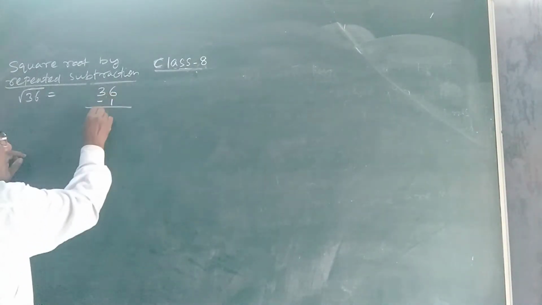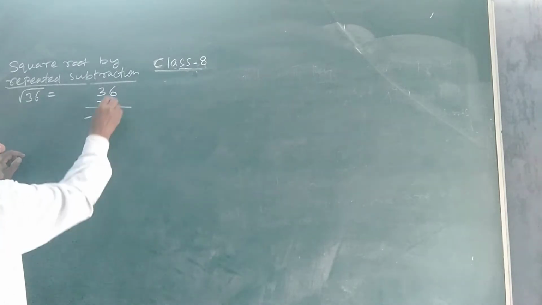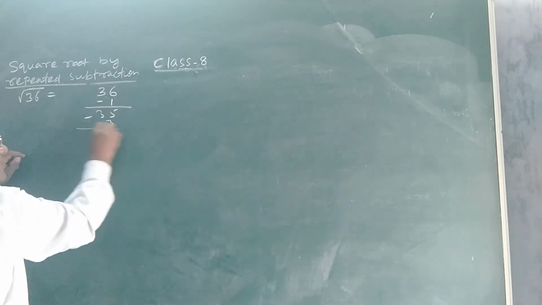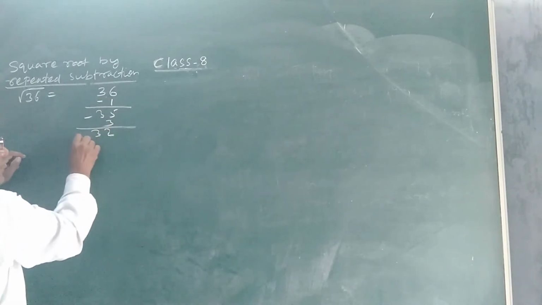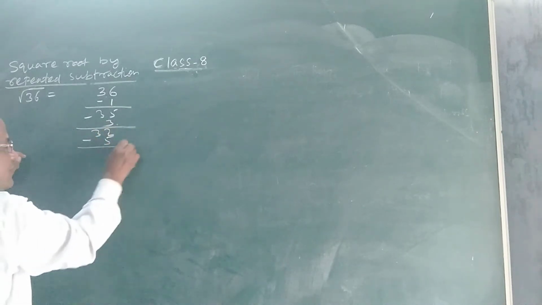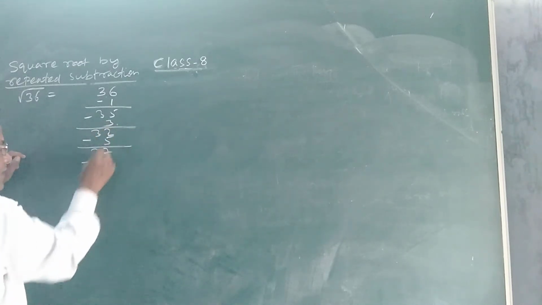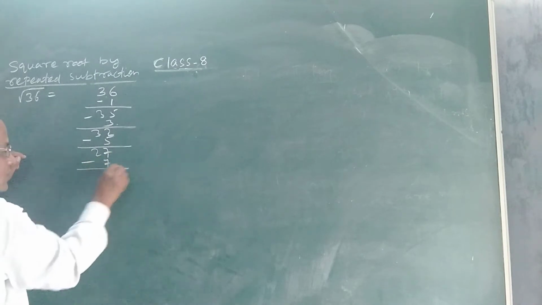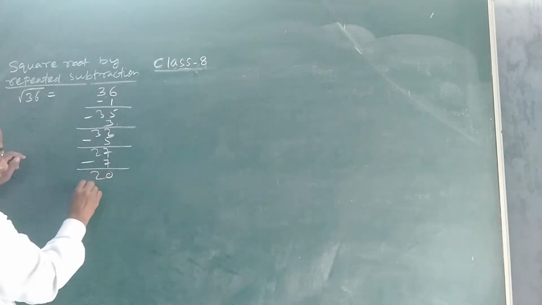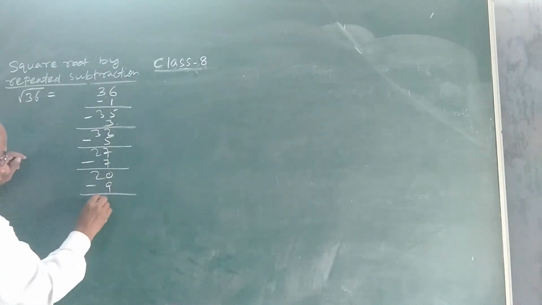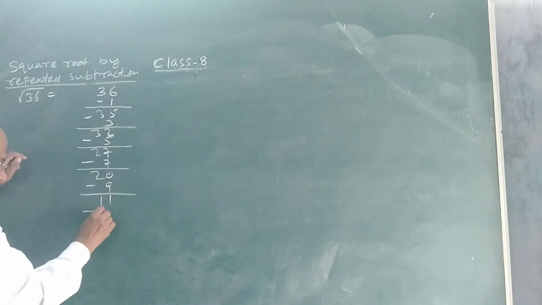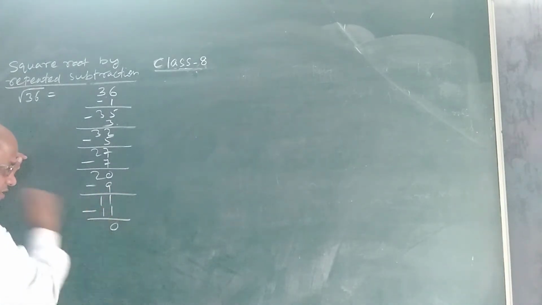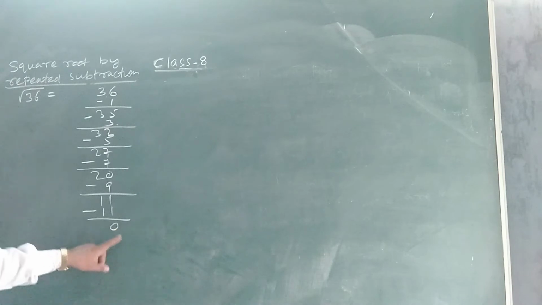Subtract 1 from 36. You will get 35. Then subtract the next odd natural number, 3. You will get 32. Next odd natural number is 5. It will be 27. The next one is 7, so it will be 20. Now the next one is 9. It is 11. And the next odd natural number is 11. You see 0. So at this stage we got 0.